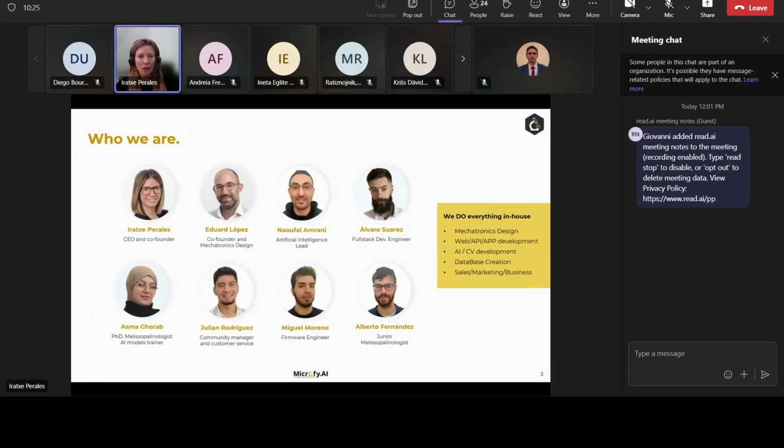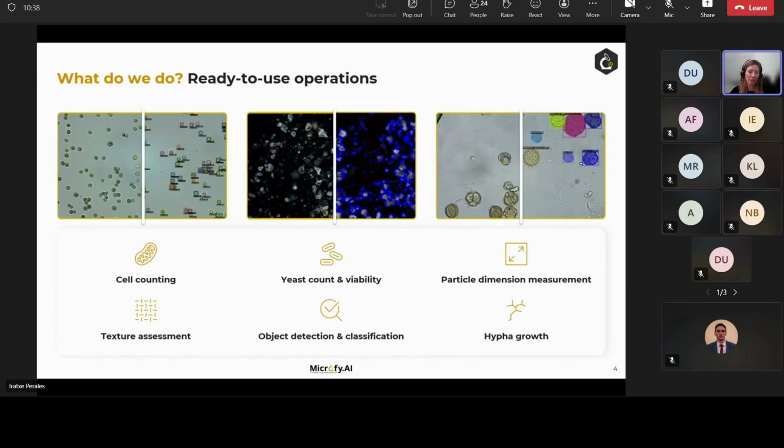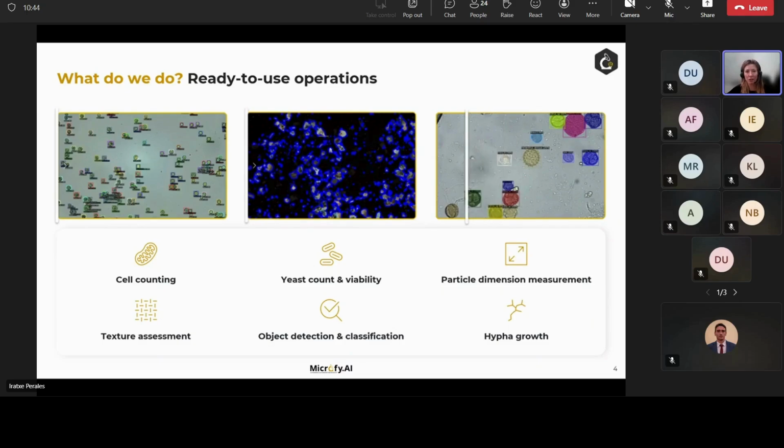We are 8 people in the company. We are based in Barcelona, in Spain, and we have engineers, biologists, and also mechanical designers. And we do different applications like spore counting, texture assessment, object detection and classification. So the sample is scanned automatically, and then the image is processed in the cloud.